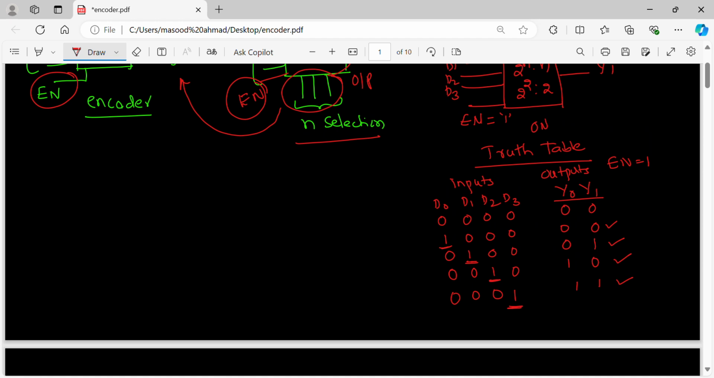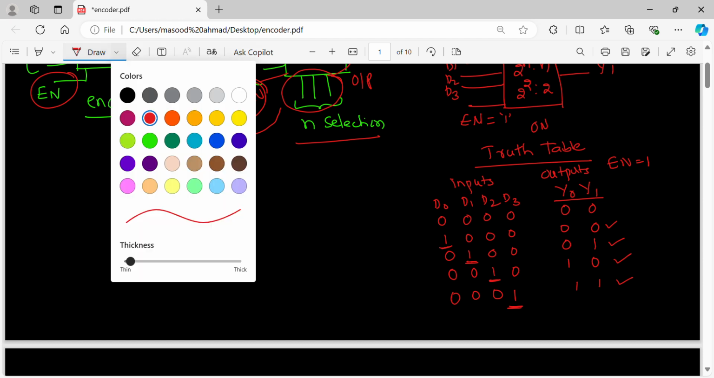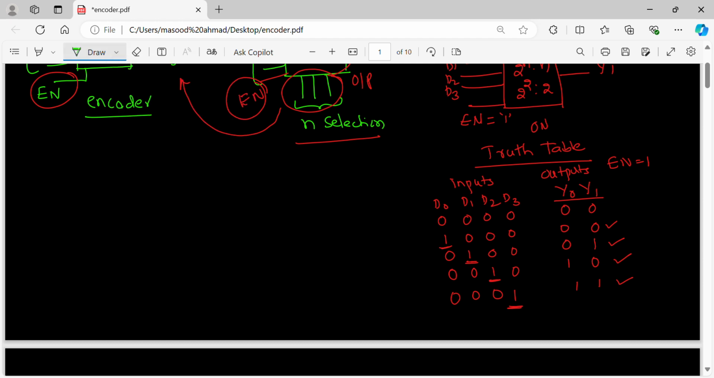But if you look at the case here, I have a small issue that will be resolved soon. For all zeros, output is also 0. For 1 0 0 0 also, output is 0. This is the issue in the encoder. To solve this issue, we will go for the priority encoder. We will see what a priority encoder is in due course of time.